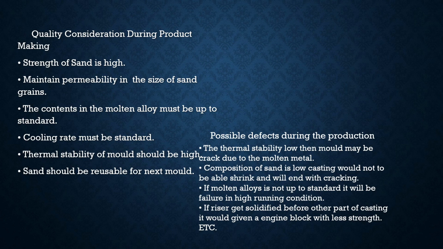After that, we see the quality considerations during product manufacturing. Strength of the sand should be high, because when the strength of sand is low, there is a chance of cracking the mold. Similarly, the mold must maintain permeability through the size of the grain. The contents in molten alloys must be given to standard. Cooling rate must be standard. Thermal stability of the mold should be high. Sand should be reusable for the next mold, because reusable sand can reduce the cost of manufacturing.